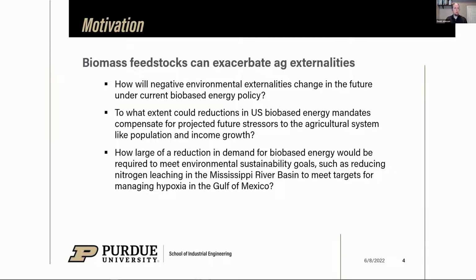And then finally, we wanted to look at the extent to which reductions in demand for biomass, for bioenergy, would enable us to meet these sustainability goals. How close can we get to meeting the hypoxia task force's targets for reducing nitrogen fluxes to the Gulf, for example, using this particular policy lever as an alternative to some of the carbon pricing and wetland restoration and other measures that previous presenters have talked about.